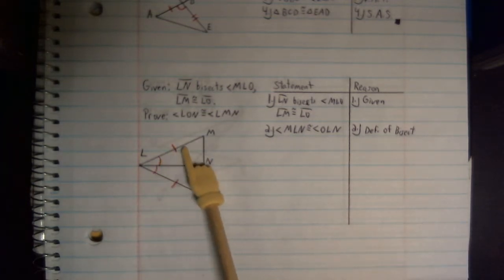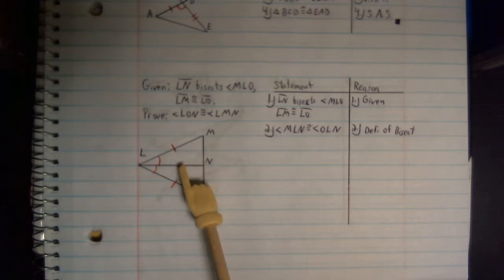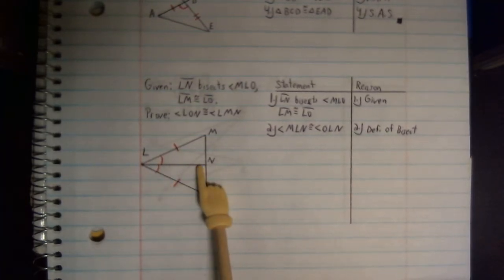Alright, well, I notice already that I have an angle and a side, right? Side, angle, over here, side, angle. I should be thinking right now, I need another side, and I need it to be this side, because it needs to be side, the angle sandwiched in between the other side. So I got to figure out how to get LN congruent to, well, itself.